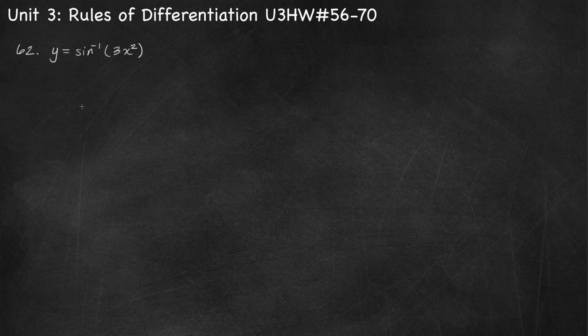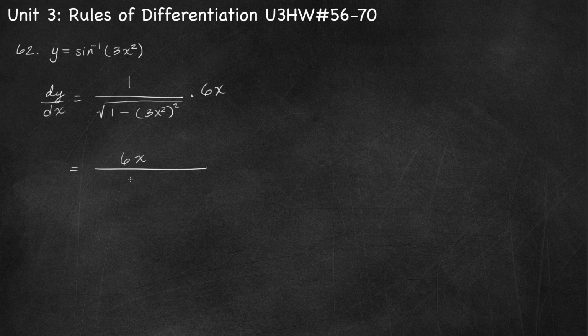Y equals sine inverse of 3x squared. So this is in the form of sine inverse of stuff. We need chain rule here since it's not just sine inverse of x. So our dy dx is the derivative of sine inverse of stuff. The derivative of sine inverse stuff is 1 over the square root of 1 minus the stuff squared times the derivative of the stuff. And the derivative of 3x squared is 6x. So this will be 6x over the square root of 1 minus 9x to the 4th.